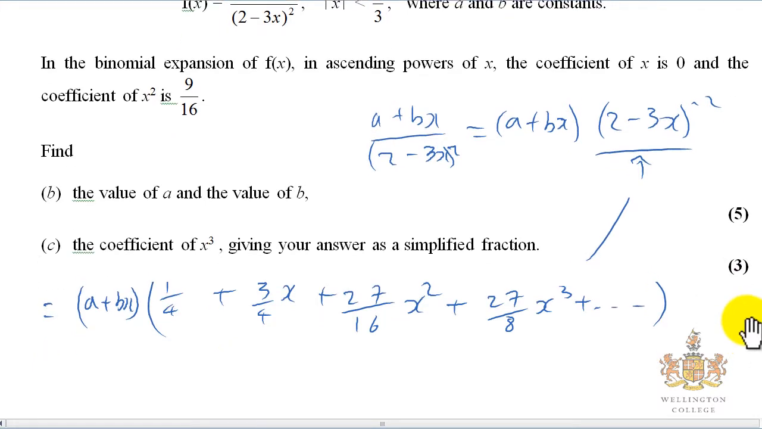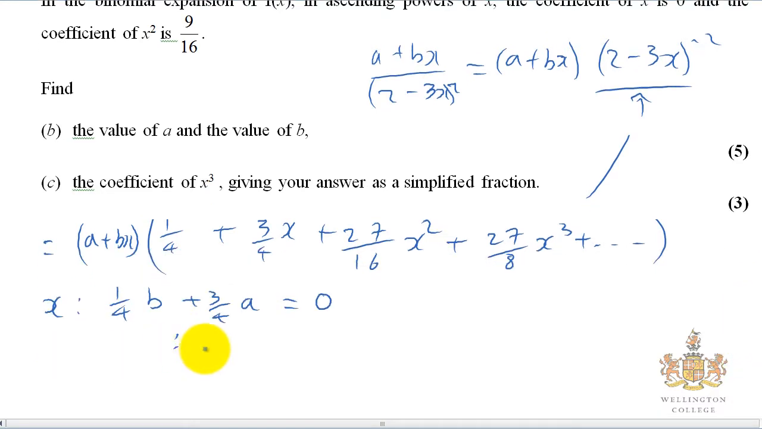For the x coefficient, we're going to have bx times a quarter, which will give us a quarter b. And we're also going to have an a times 3 quarters. And we know that the x coefficient is equal to 0. So therefore, we can simplify that: if you multiply by 4, you will get b plus 3a, which means that b will equal minus 3a.